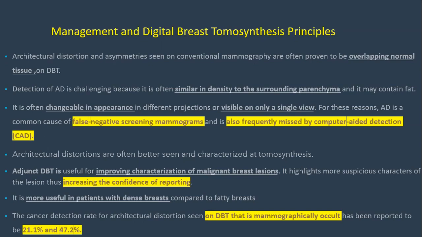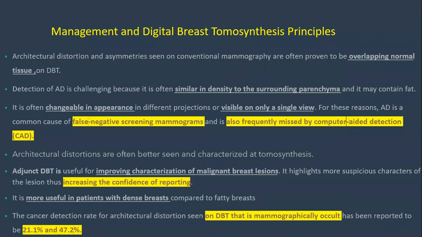In the 2D, we report it as BI-RADS 4B or C, but after tomosynthesis, we report it BI-RADS 5. So it is more useful in patients having dense breast rather than the fatty breast, because it will eliminate the overlapping tissue to see what is in between these tissue lines.